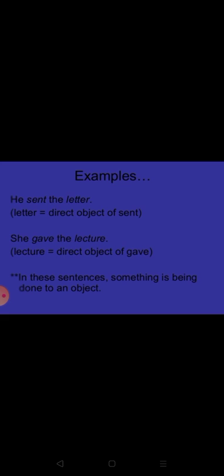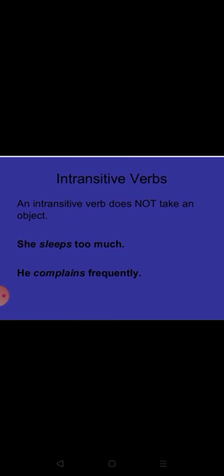So here in the first sentence, he sent the letter. Letter is the direct object of sent. So there is an object, so here sent is a transitive verb. In the second sentence, she gave the lecture. Gave is the verb, उसने lecture दिया. She is the subject. And what did she give? क्या दिया उसने? She gave the lecture. The lecture is an object. So gave is a transitive verb. In these sentences, something is being done to an object. Is it clear? Yes.